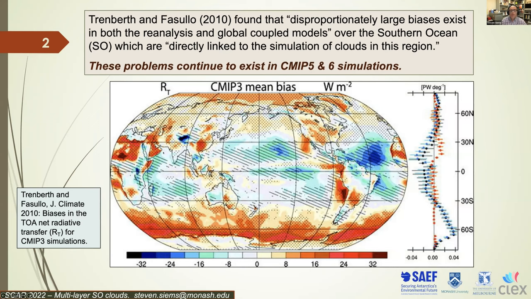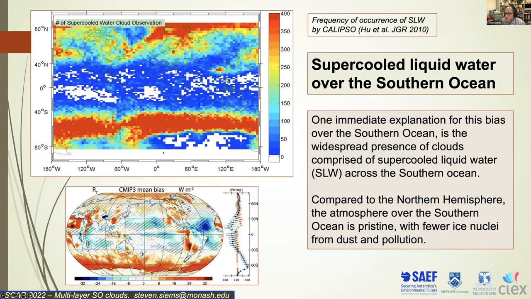And one of the immediate things that came out when CALIPSO came up was the presence of supercooled liquid water over the Southern Ocean. This was the frequency, from a paper by Hu in 2010, an early look at CALIPSO. You could see this nice band of high frequency of supercooled liquid water from 40, 45 degrees south to the edge of Antarctica, unmatched over the Northern Hemisphere.